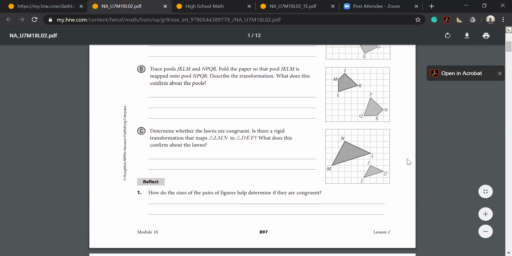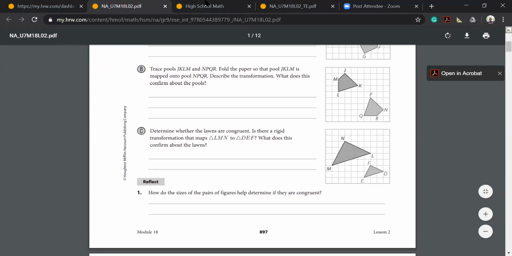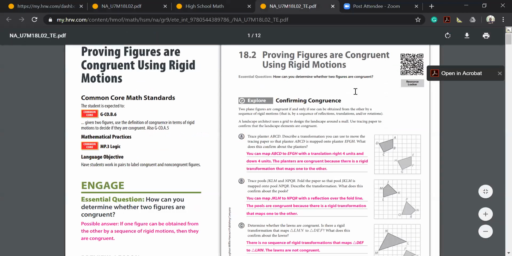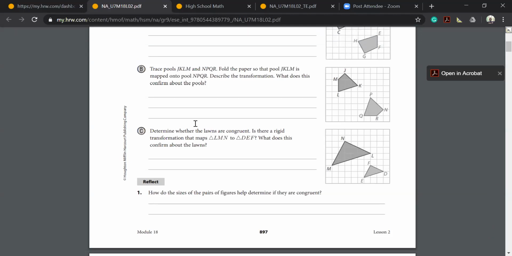Question C. What do you think is happening in here? Very obvious. It is a what? It's a dilation, right? Shrinking or stretching? It's a stretch, right? By factor of what? If I need to find the factor, how can I find the factor? To find the factor, you have to find the scale factor by dividing the new length by the old length. But this is not our question now. The question is determine whether the lawns are congruent. Are they congruent? Of course not, because the size are different.